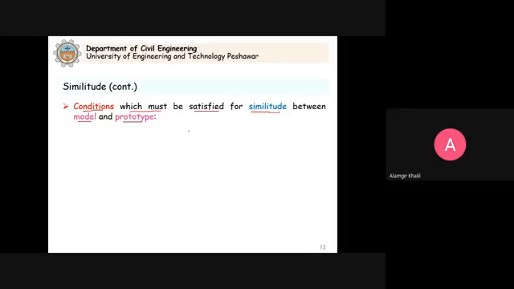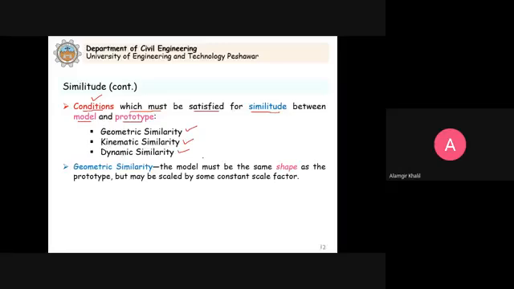So what are those conditions now? The first thing is geometric similarity. There must be geometric similarity between the model and the prototype. We will study this in detail. There must be kinematic similarity, and there must be dynamic similarity between the two, model and prototype. If these conditions are satisfied, then we will be able to predict the performance of the prototype from the model results.